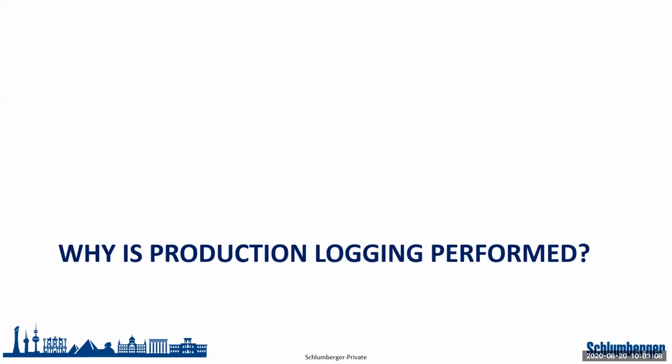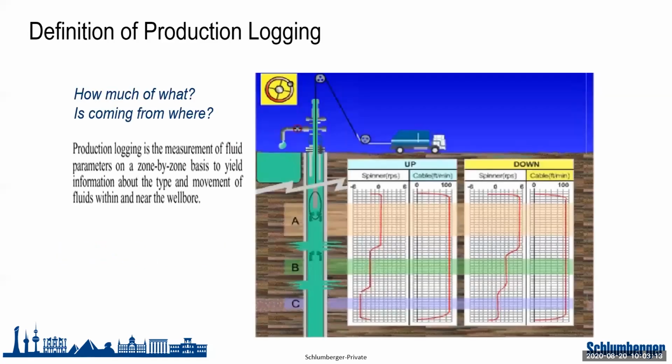So basically, this is just a brief introduction, but why is production logging performed? Again, as I mentioned before, we need to know how much of what is coming from where. So we are going to measure the parameters of the well zone by zone to be able to understand how the fluids are moving in the wellbore. We can also see, to some extent, movement of fluids behind the casing, but our main interest is going to be the wellbore. So in this picture in this slide, we can see the Schlumberger truck or any truck from any service company.